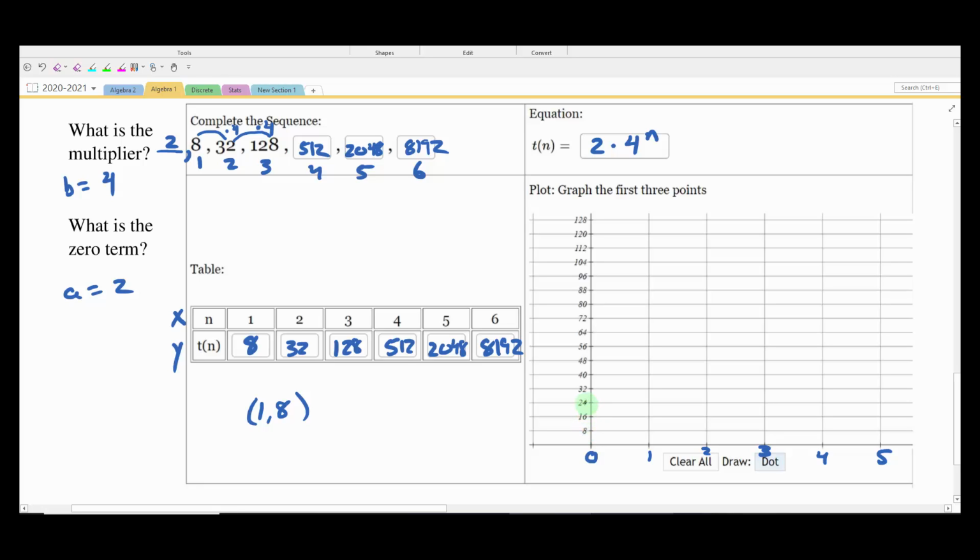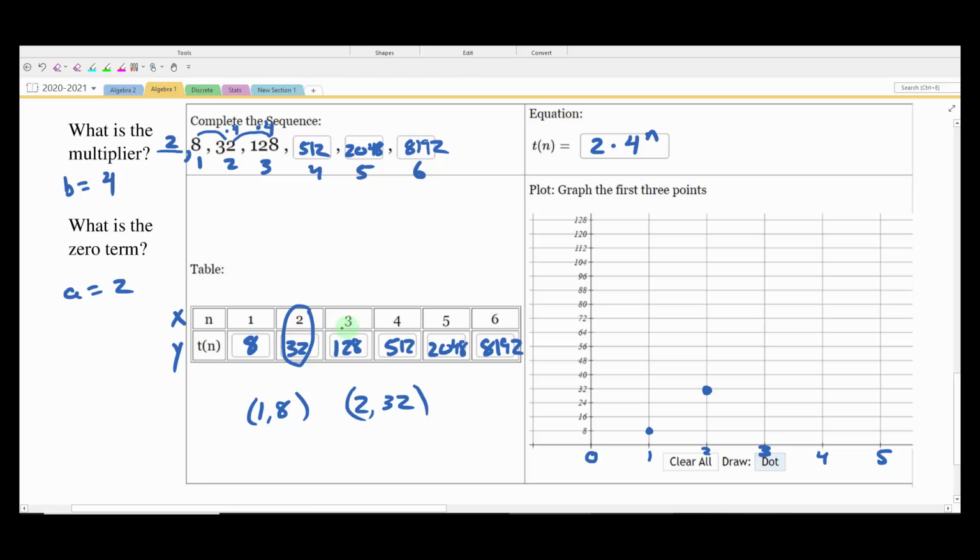Notice your y scale here goes up by 8s. So this first block here, this first line, that is where the 8 is going to be. So that's where I'm going to plot that first point. Now the second point is this one. So we got 2 comma 32. Okay, and I'm going to plot that point. So I'm going to go right 2, and I'm going to go up to 32. That'll be about right here.